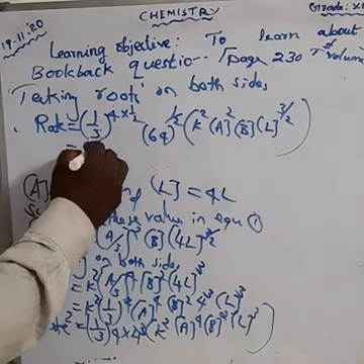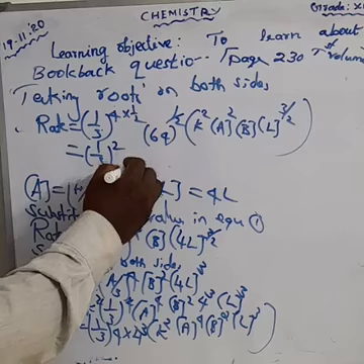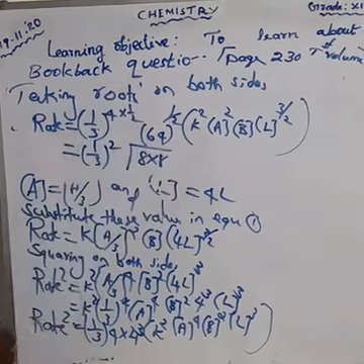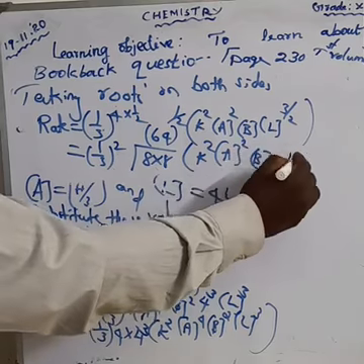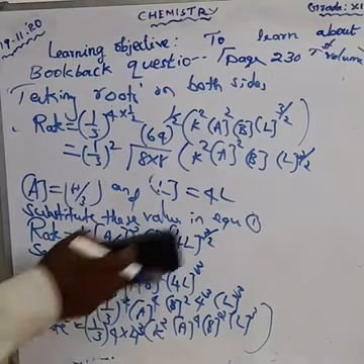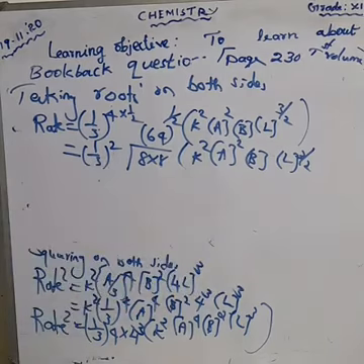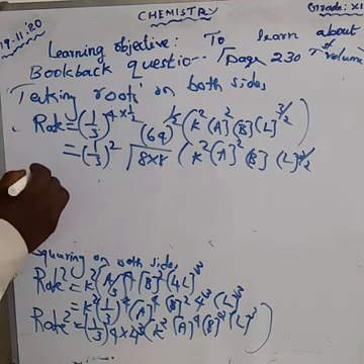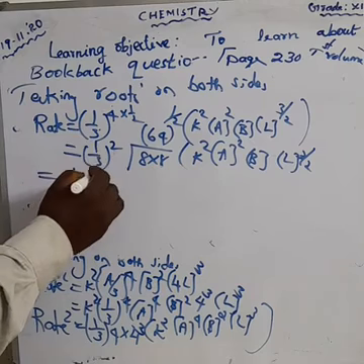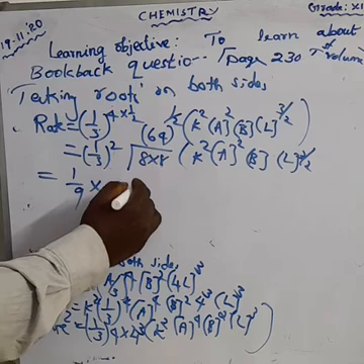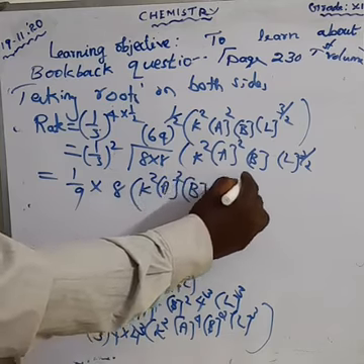Then rate is equal to 1 by 3, we can be cancelling 2. 64 can be written as 8 into 8, root of 8 into 8. Then K square A square B L 3 by 2. Clear? So here 3 square can be written as 1 by 9, into 8. Root of 8 into 8 can be written as 8. K square A square B L 3 by 2.